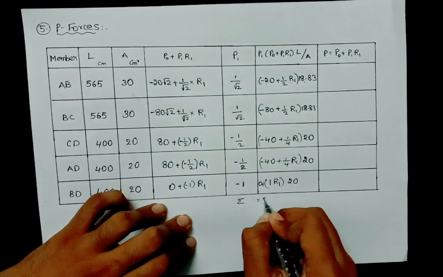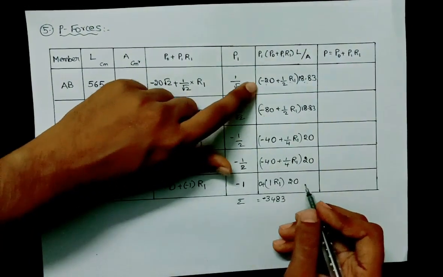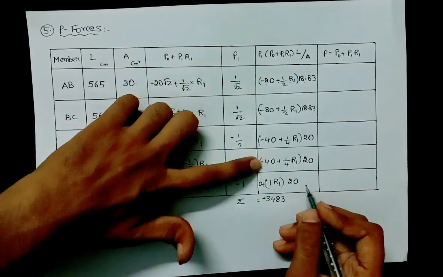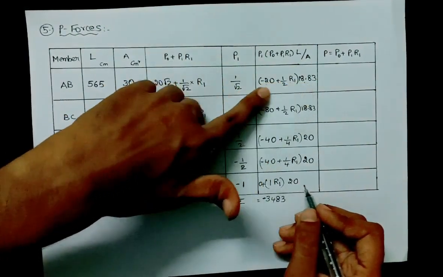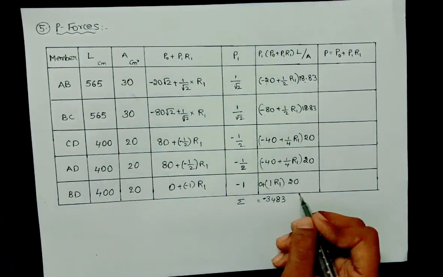So you will get that minus 3483. Once again I am telling you, don't add minus 20, minus 80, minus 40, minus 40. You should multiply these values, and again for all the members, and you should calculate that value.